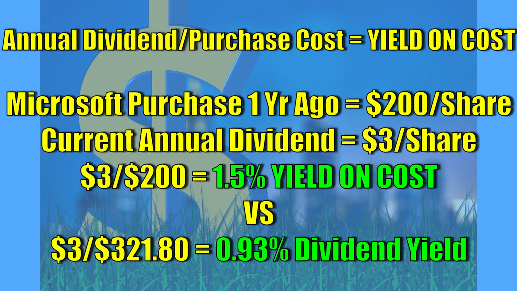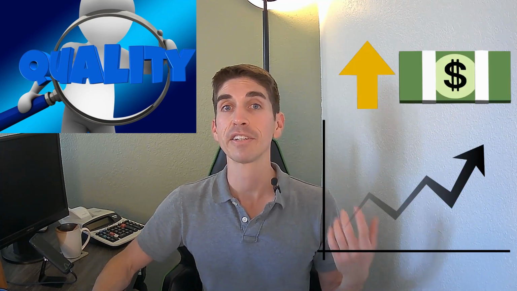Now, remember, if you were to buy today at that $321.80 per share price, your yield would have been the 0.93%. But because you bought a year ago at a much lower valuation of $200 per share, your yield instead is 1.5%. Big difference. This is what you want, for your yield on cost to be higher than your dividend yield measured at current market valuations. This is the power of buying quality companies that increase their dividends annually and that their stock price appreciates every year due to excellent performance and growth of the company, etc.